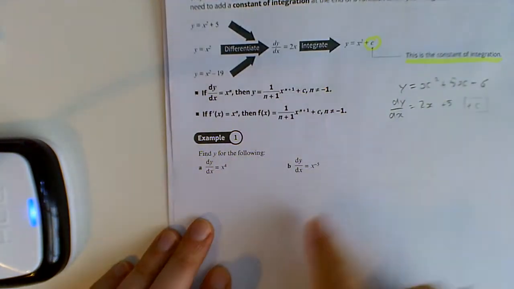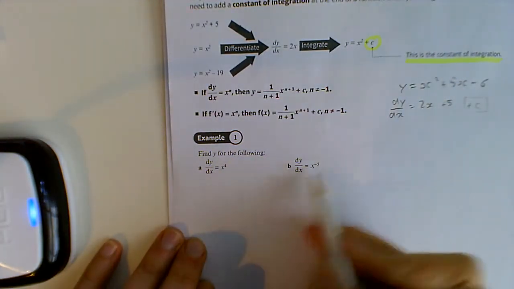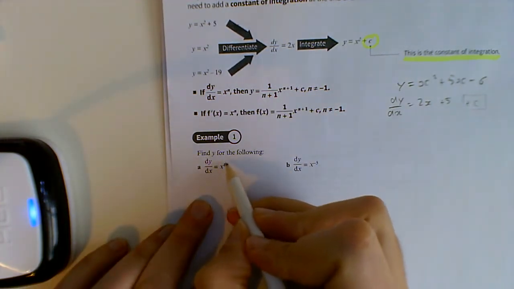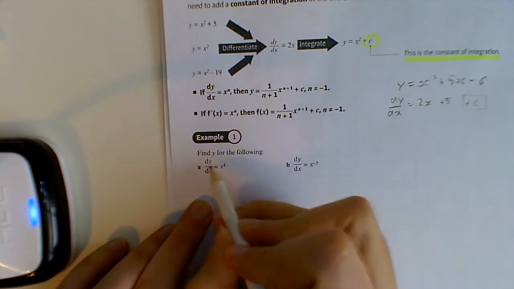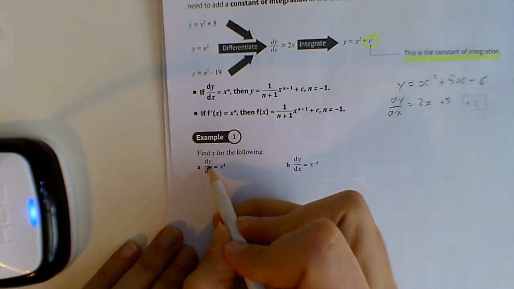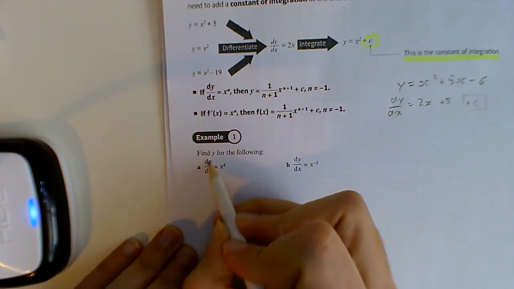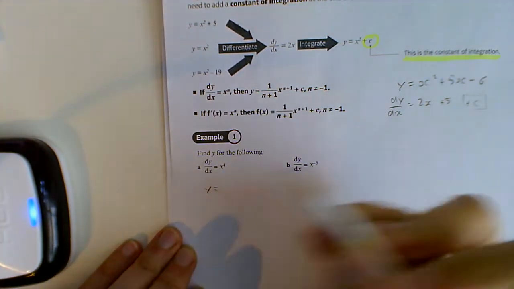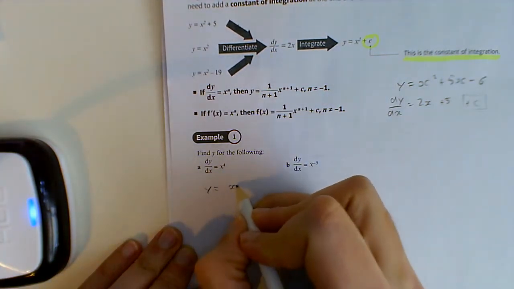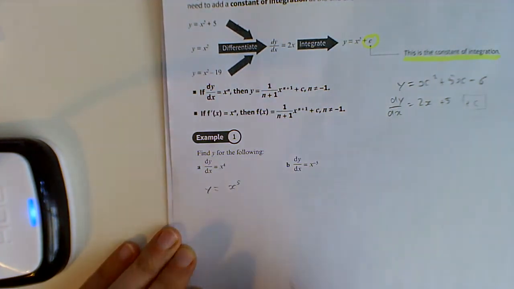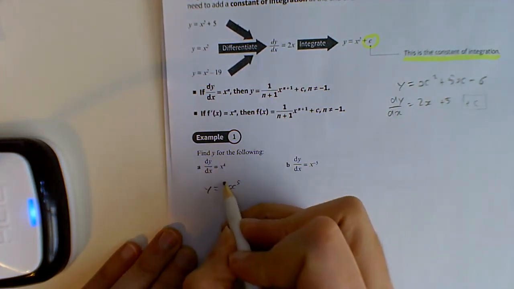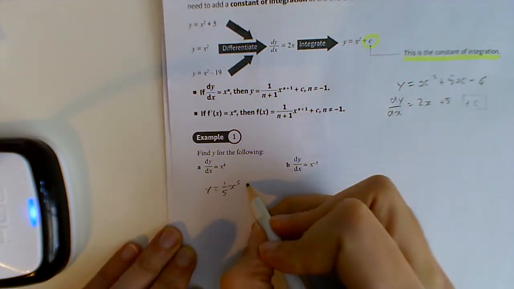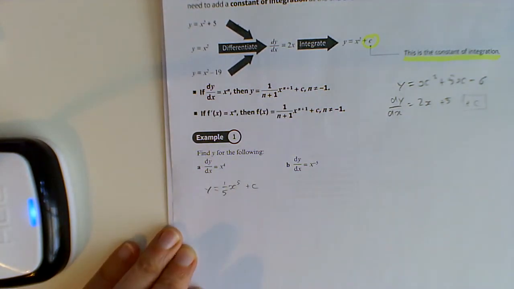So let's have a little look at example 1. These come in pairs. I'm going to go through A, then ask you to have a quick go at B, and then we'll go through it. Find y for the following. Basically what it means is integrate this. We've got the differential, dy by dx, and I want y. So let's increase the power by 1, so that will go to x to the 5. Divide by the new power, and effectively add a coefficient of 1, so that's going to give me a fifth x to the 5. And then I just put plus c on the end like that.